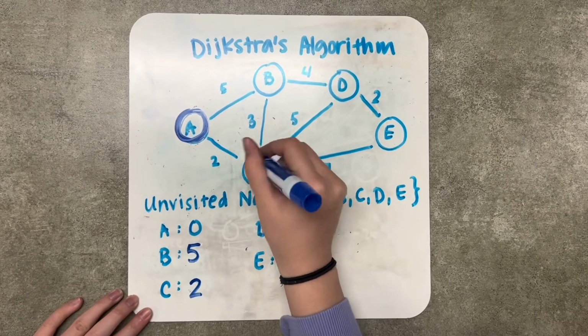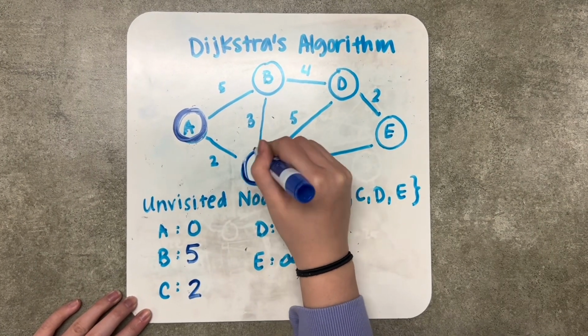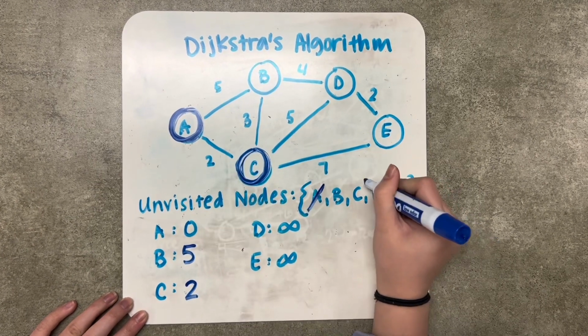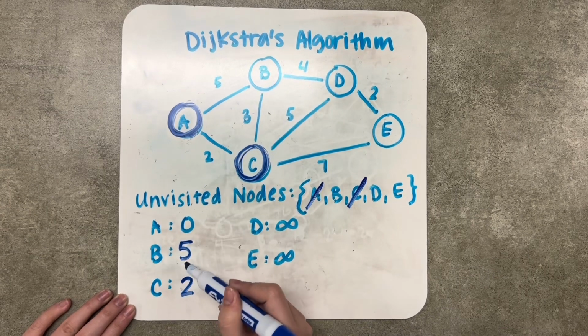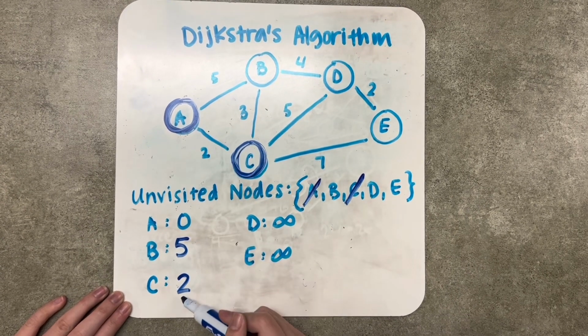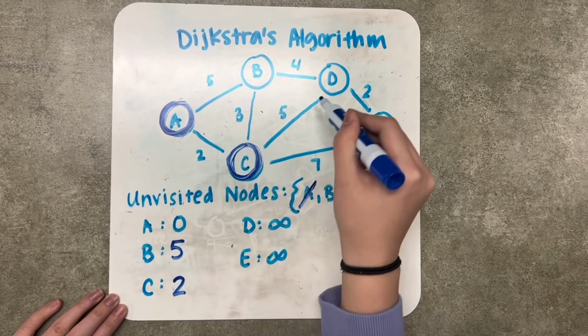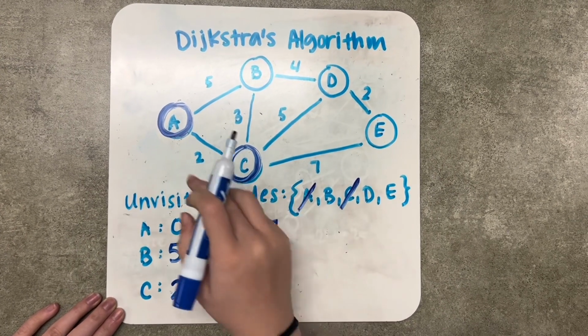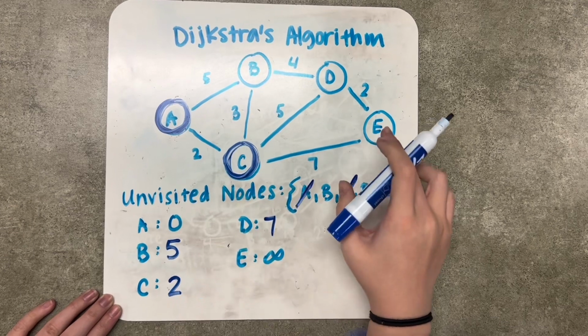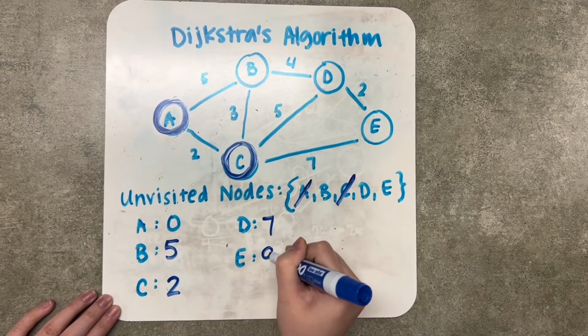Since we use a min heap, we dequeue C because it is a shorter distance, and mark C as visited. Now we find the nodes adjacent to C and enqueue them. From A to C to D is 7, and from A to C to E gives us 9.